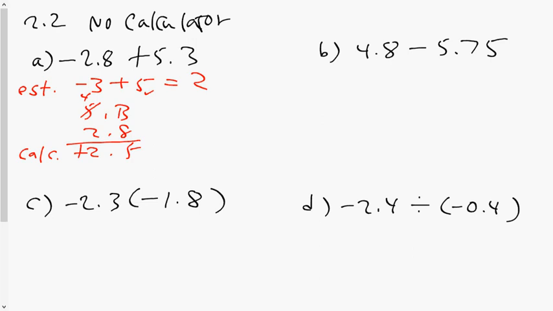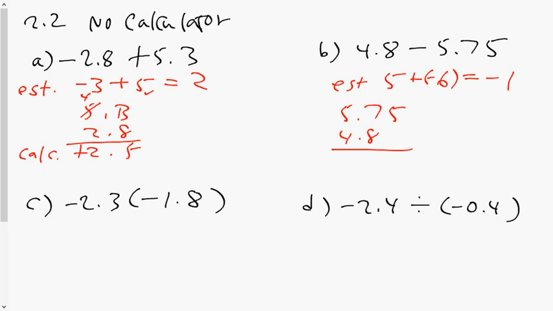For B, we're subtracting. Our estimation will be 5 take away 6, which is negative 1 as an estimation. If I think about how I did that, I really keep, flip, change a lot of the time, right? Keep, flip, change. I have more negatives than positives. So I'm going to take the negatives that I have more of and subtract the positives, which I have less of.